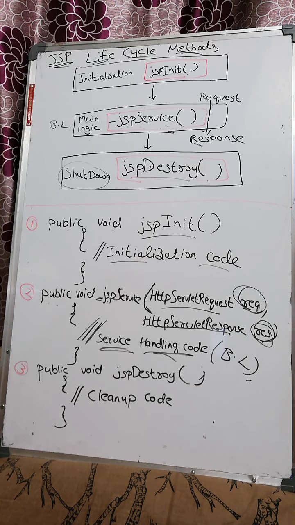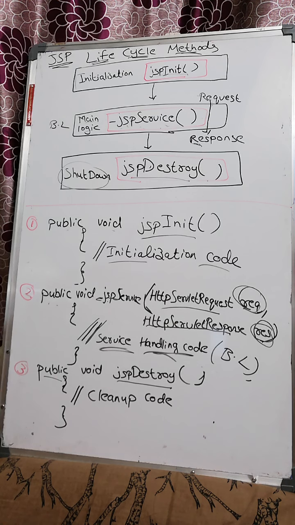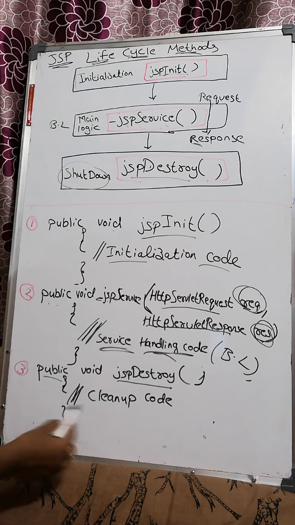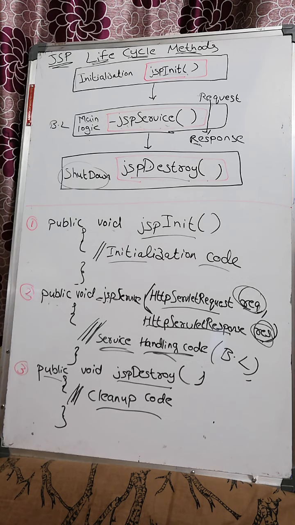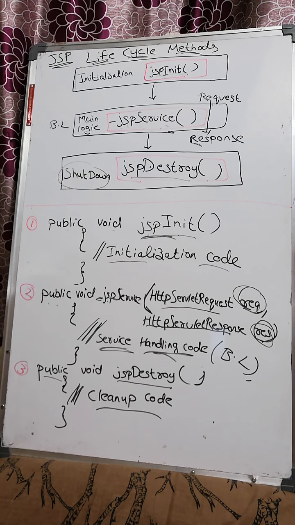Next, after the task is completed, at the end it is going to execute this public void JSP destroy method, and it has no parameters. In the JSP destroy method we put any shutdown logic or cleanup code. Cleanup code is what? In the init method, suppose we opened a database connection before executing our business logic. At the end, after completing our business logic, our work is to release the database connection. Same way, suppose you have opened some file in JSP init method, then it is our responsibility to close that file in JSP destroy method.